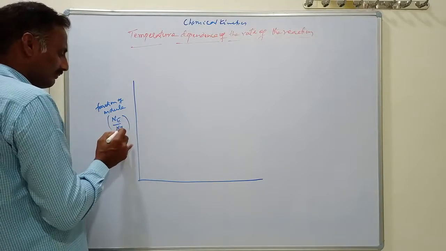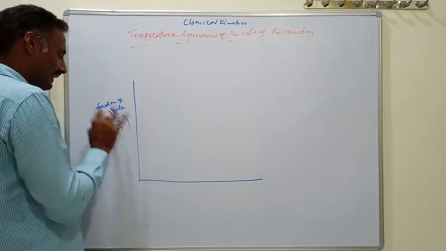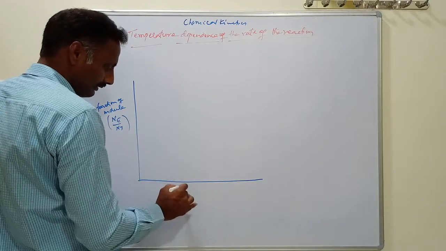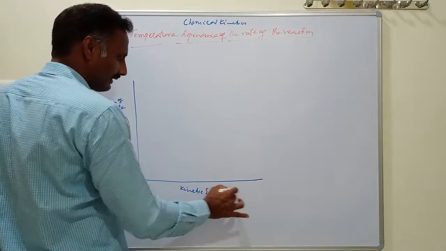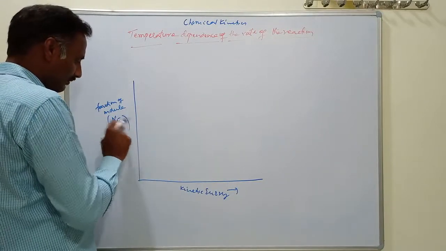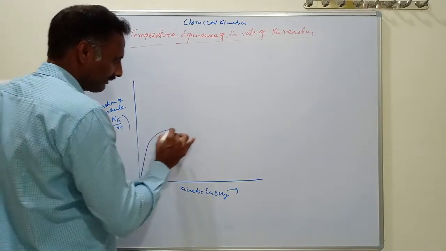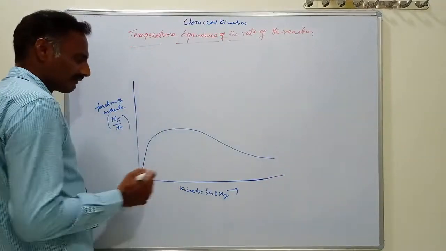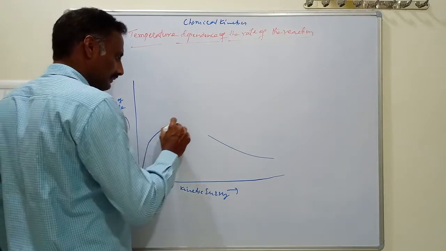Here Nt is nothing but the total number of molecules, Ne is nothing but the number of molecules having the most probable kinetic energy. This is the kinetic energy axis: kinetic energy versus the fraction of molecules having the most probable kinetic energy. You will get a graph like this. It is better to draw it like this.